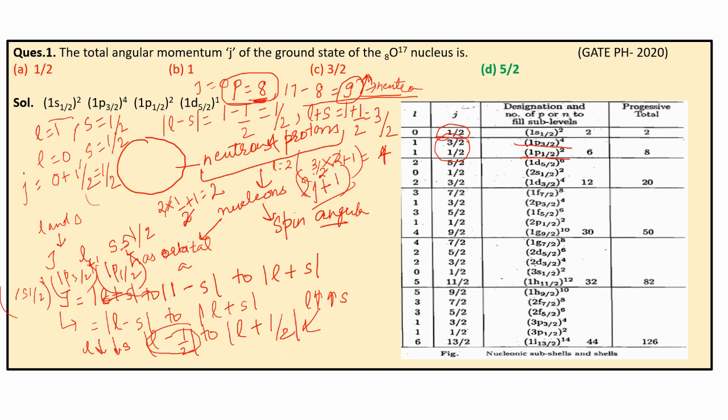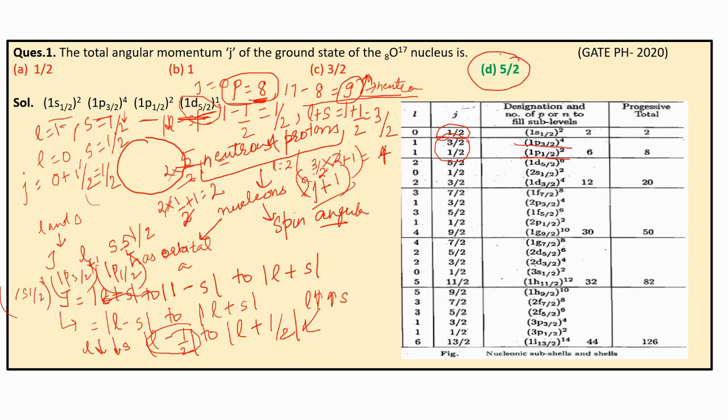1s 1/2 will take 2 neutrons in this sublevel, and 1p 3/2 means 4 neutrons, and 1p 1/2 means 2 neutrons, and 1d 5/2 can accommodate 6, but there it is only 1. So this is the total angular momentum of the oxygen nucleus. That means the answer is 5/2.